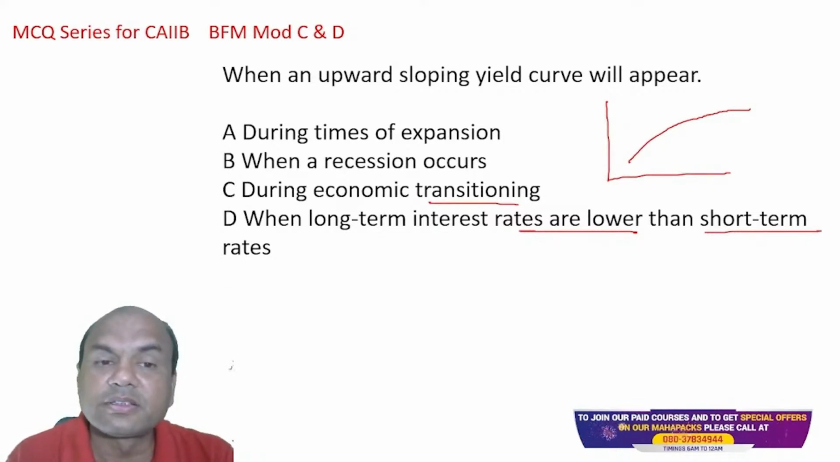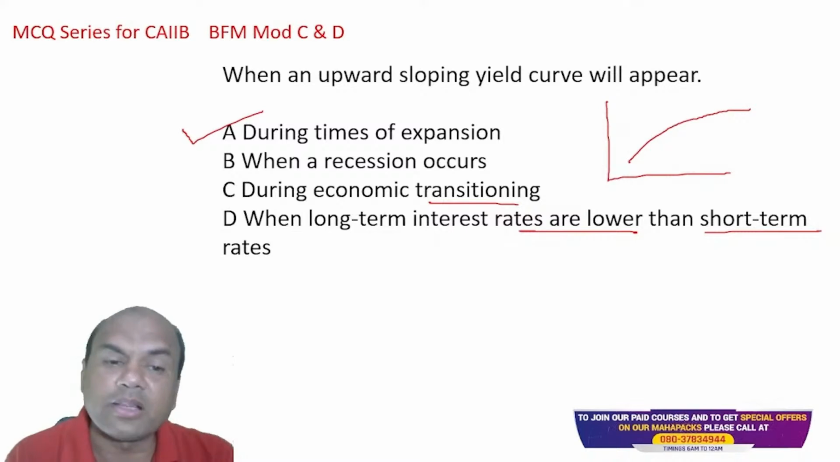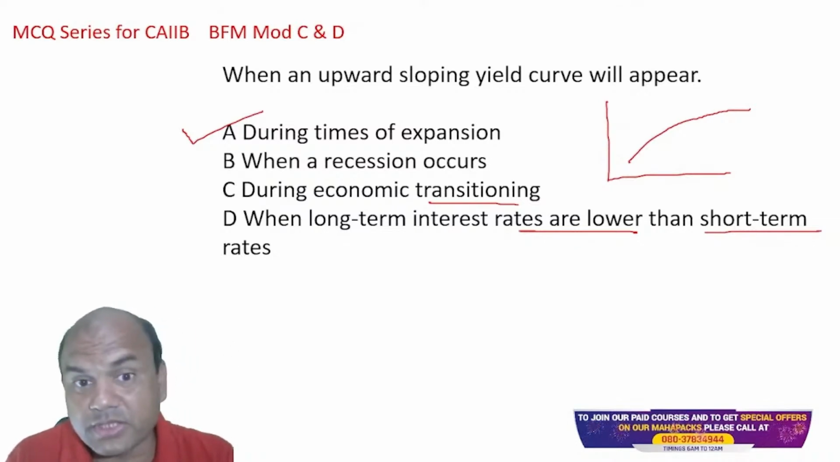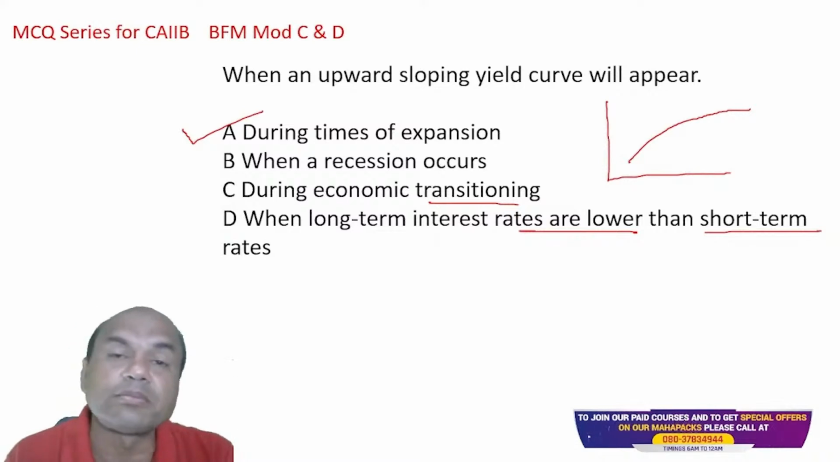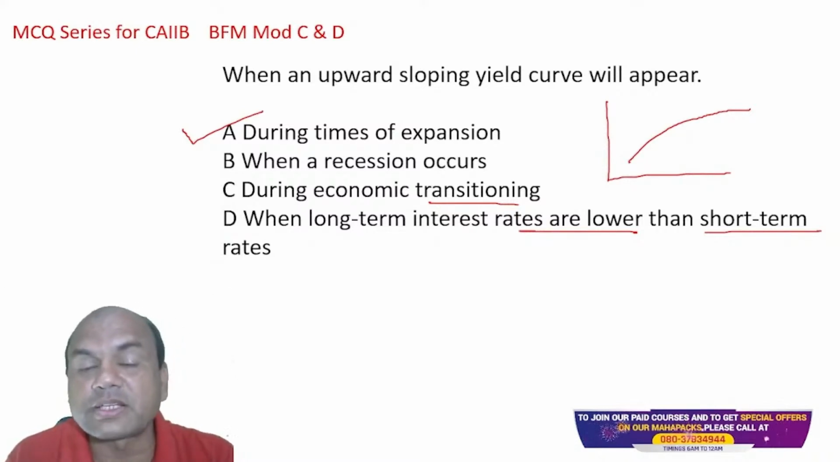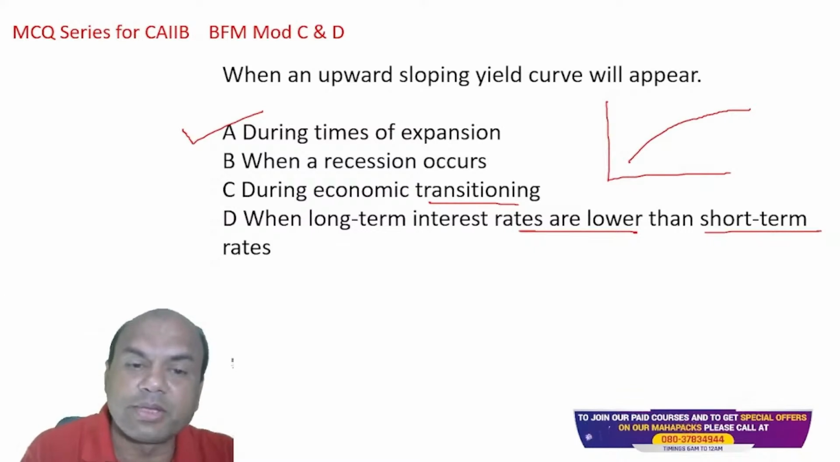It is during the times of expansion. A. Okay. Now tell me about B, C and D. Look at this question. In B, C and D, there are two options which are the same. Now, which are those options? B is what? Recession occurs. B means recession.